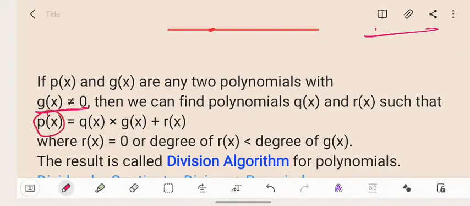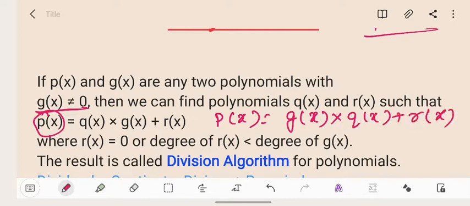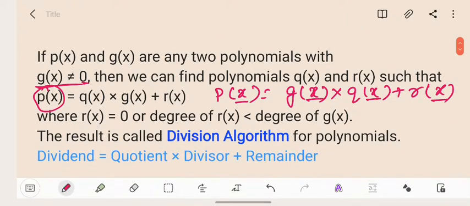So here p of x is the dividend, q of x is the quotient, g of x is the divisor, and r of x is the remainder. So you can also write it as p of x equals g of x, that is the divisor, into quotient q of x, plus the remainder r of x. We are taking x because the polynomial has the variable x, where r of x is either 0, or when it is not 0, it should be of lower degree than the divisor.